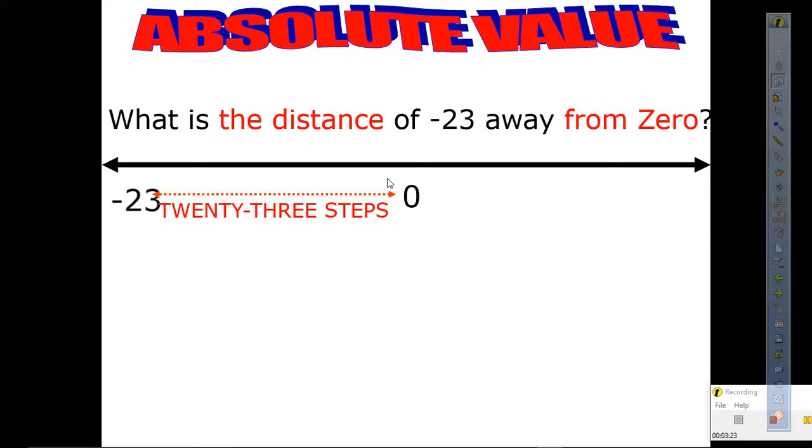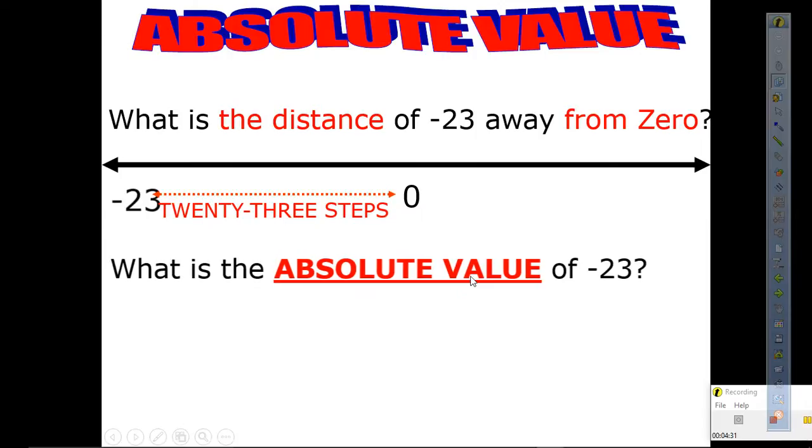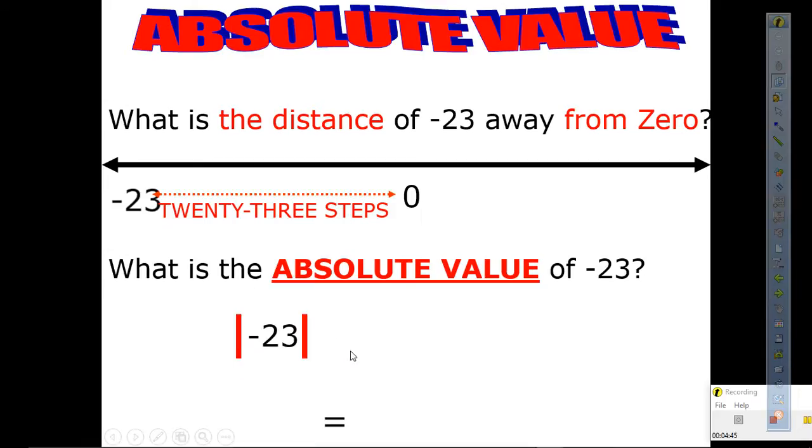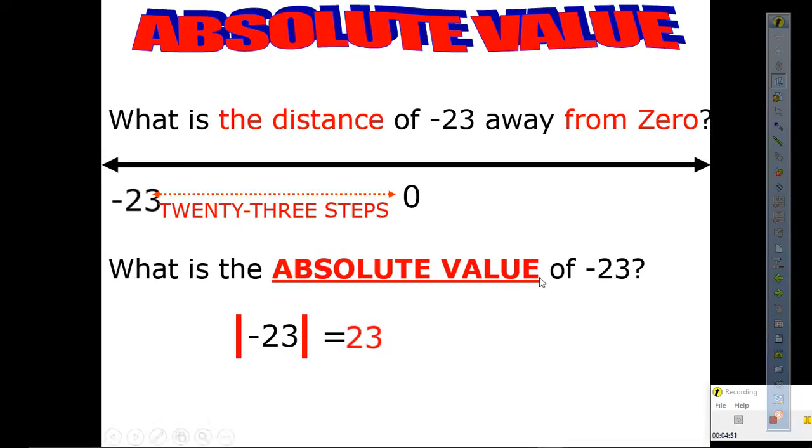Positive numbers, okay? Another way of writing this, instead of saying what is the distance of negative 23 away from 0, we can say what is the absolute value, because what is the absolute value? The distance away from 0. Does that make sense? And what symbols do we use? The two bars, because from here to 0. So therefore, what is the absolute value of negative 23, everyone? 23, Michael Jordan. So, we get the point, yes?